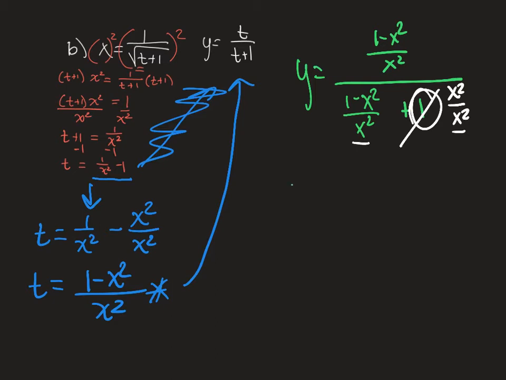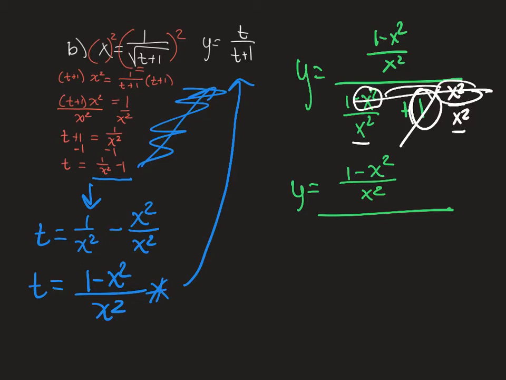So I'm going to have y equals 1 minus x squared over x squared on top, over, right here, negative x squared plus an x squared makes those x squareds cancel out. So what you're going to have on the bottom is just a 1, and their common denominator is x squared.